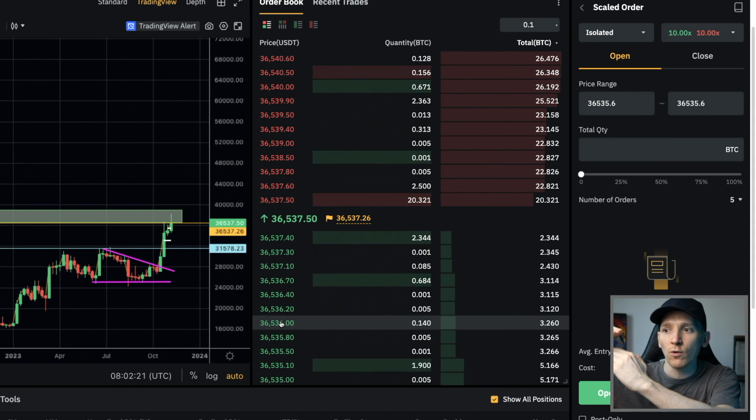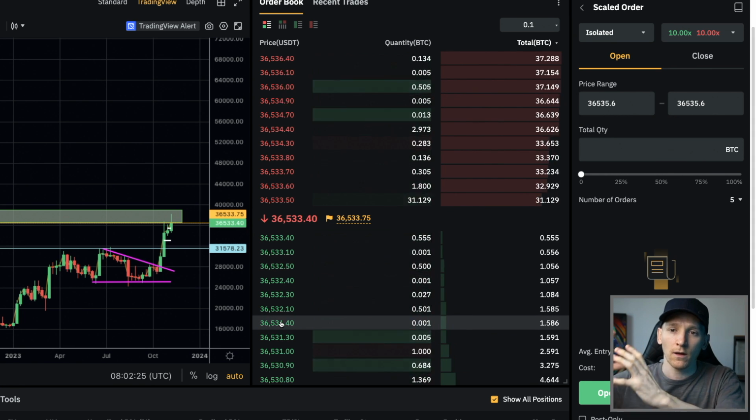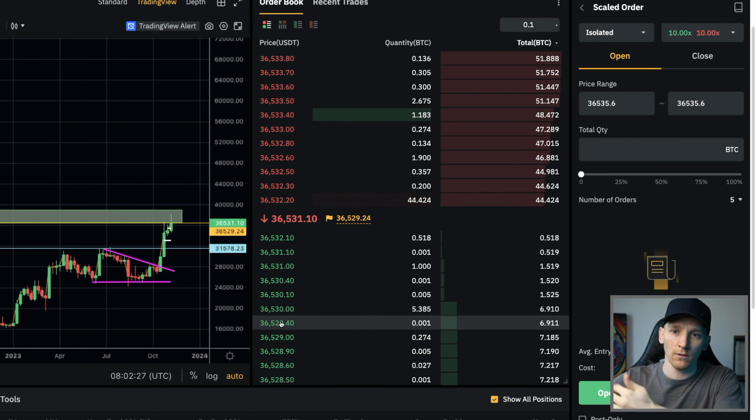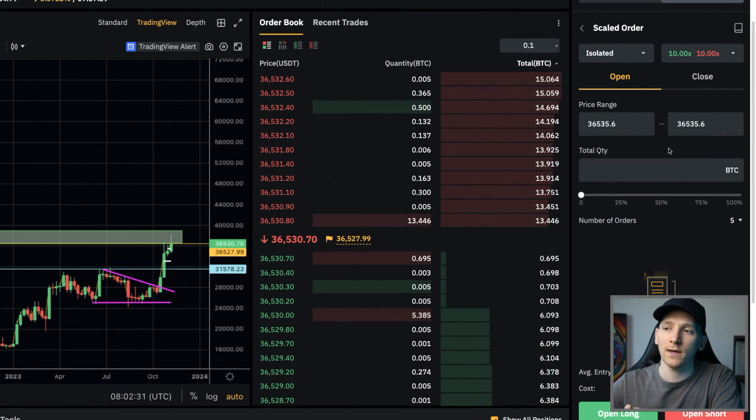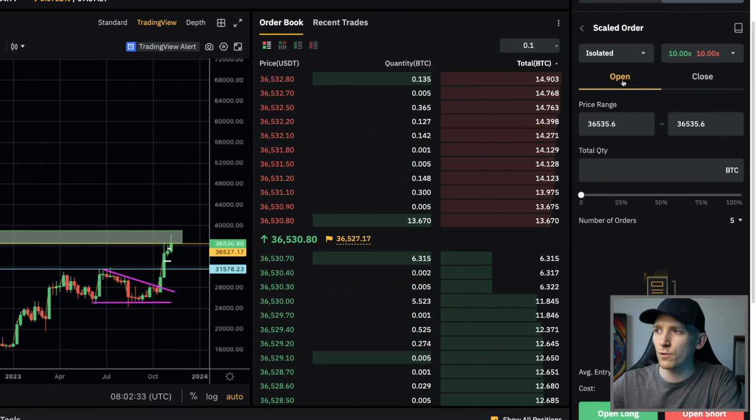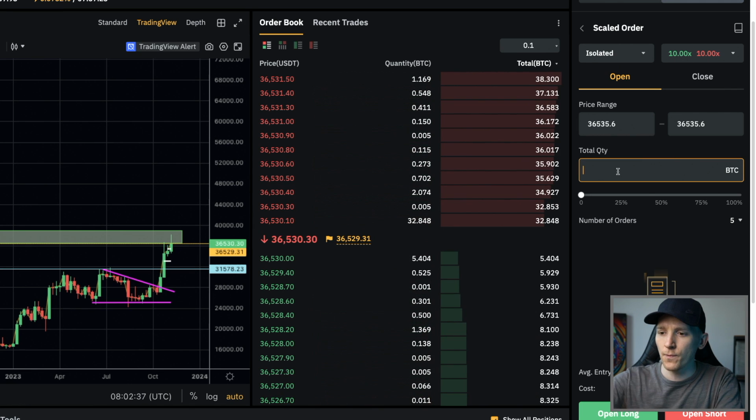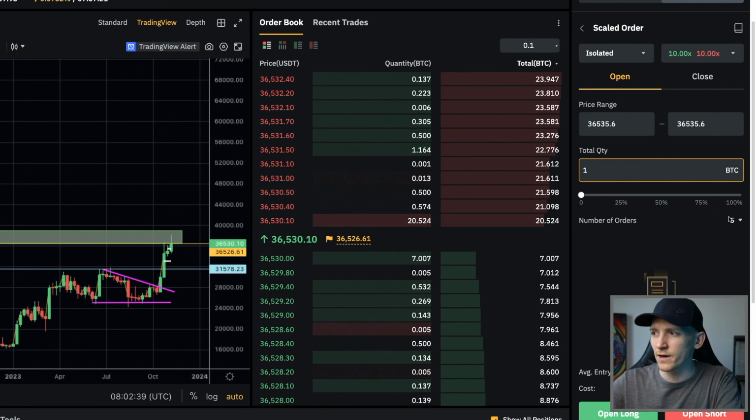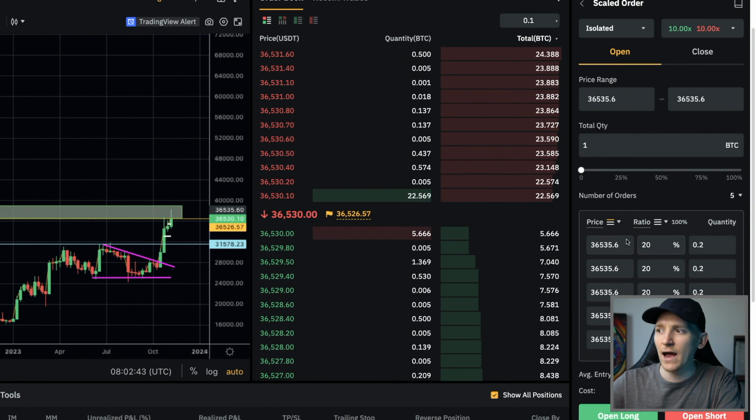I want to scale my orders on the bid side of the order book to make sure that I get a blended price, and I think that the price is going to move down and I want to bid. Well, rather than doing that manually, you can just do it right here automatically. So we're going to go open. You can choose the leverage when you're trading futures, but we're going to open 1 BTC and we're going to have, let's say, 5 orders. These orders are now in a ratio, right?